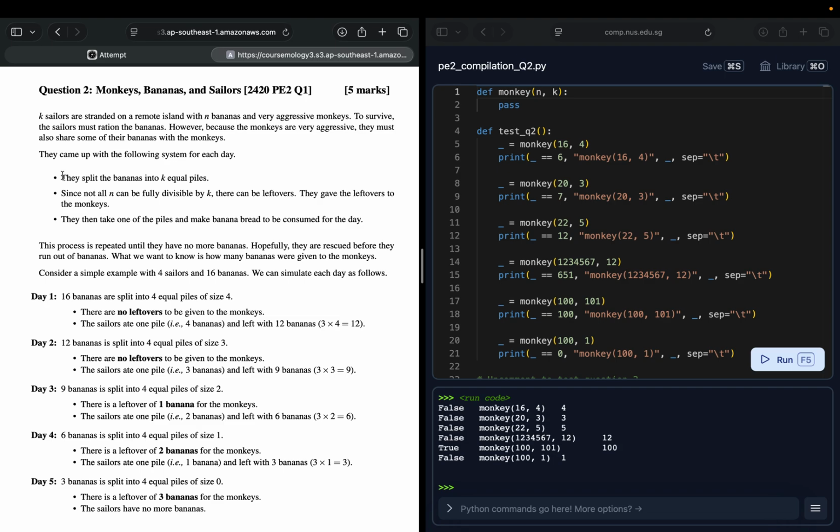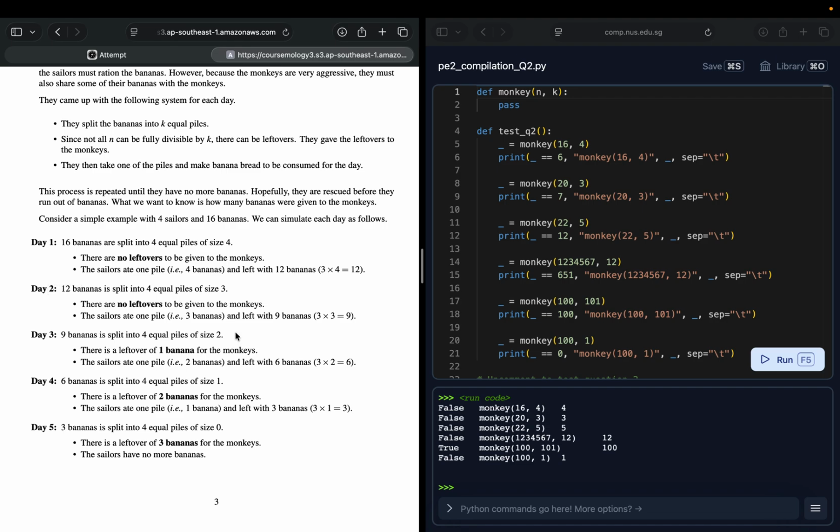Initially, on each day they split the bananas into k equal piles, and since not all n can be fully divisible by k, there can be leftovers. These leftovers are given to the monkeys, and then they take one of the piles, which will be one of the k piles, and make banana bread to be consumed for the day. After this is done, they are left with some number of bananas, and they repeat the process again. This process is repeated until they have no more bananas left.